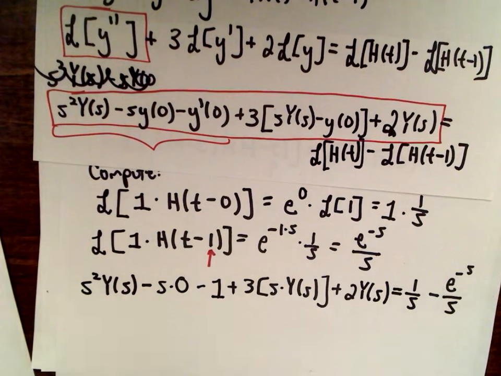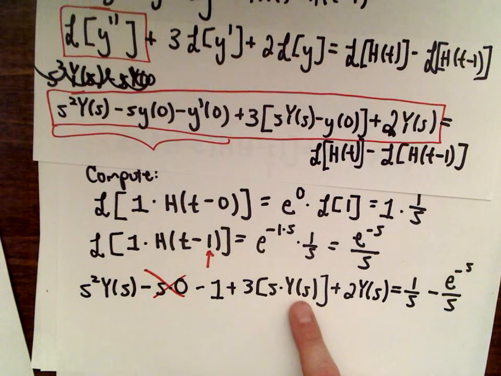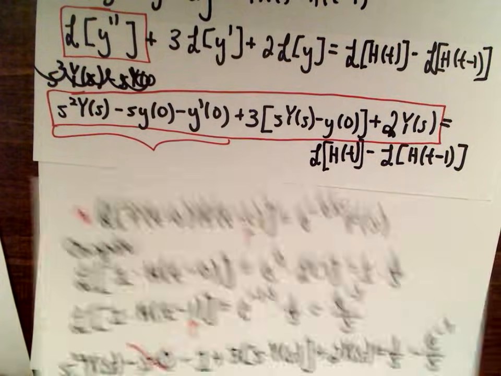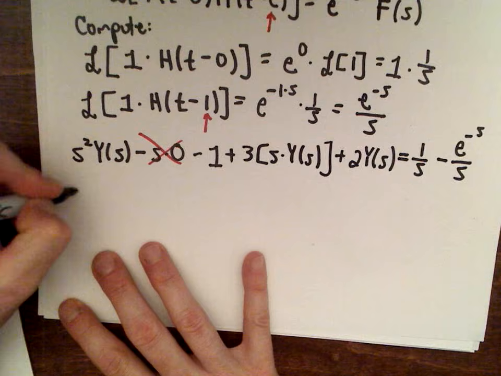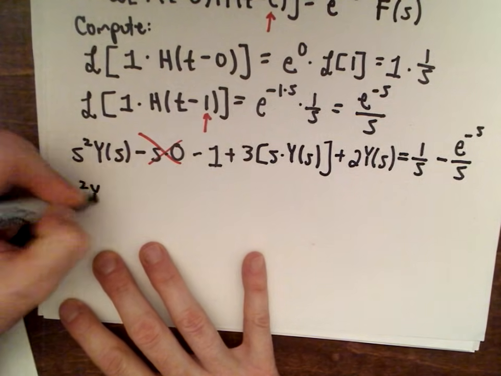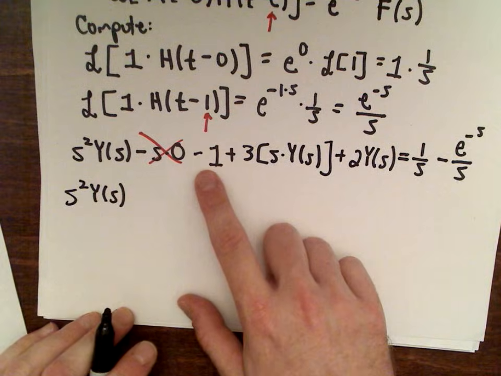So let's just keep simplifying here. So s multiplied by 0, you're gone. What I'm trying to do now is just to solve for this term, capital Y of s. So we can do that. Let's get rid of this stuff. Okay, so we have s squared times Y of s. Let's see, we've got this minus 1. That doesn't involve Y of s.